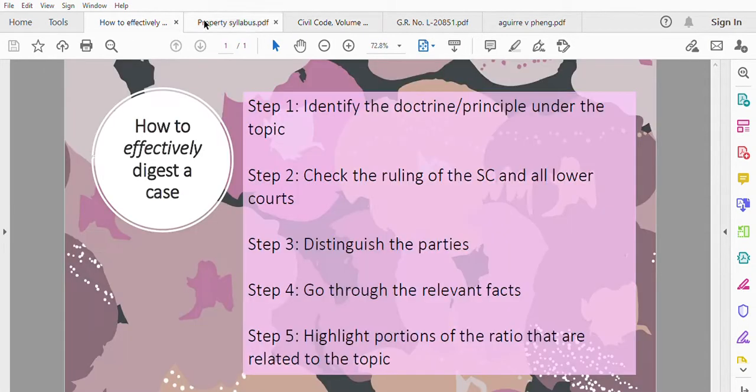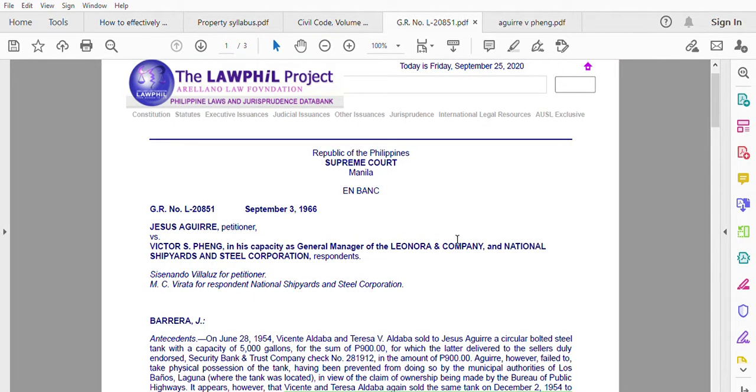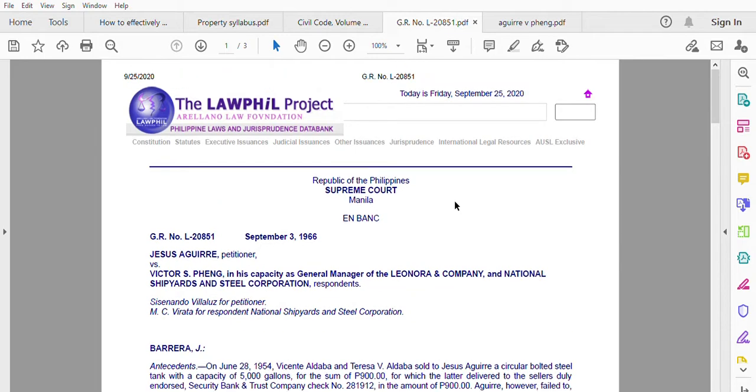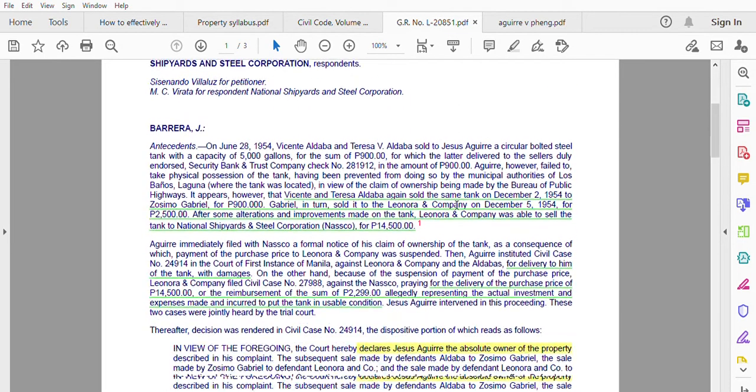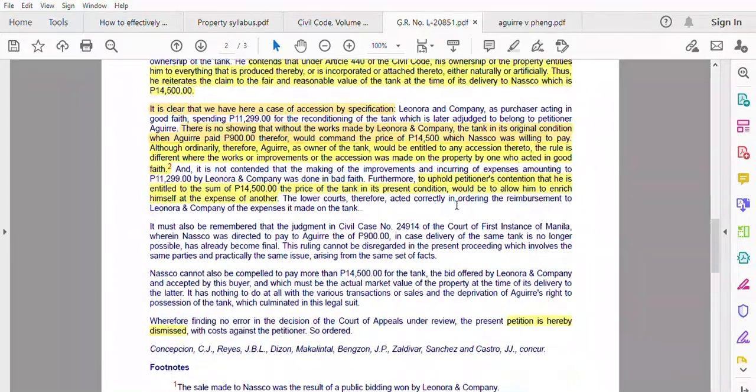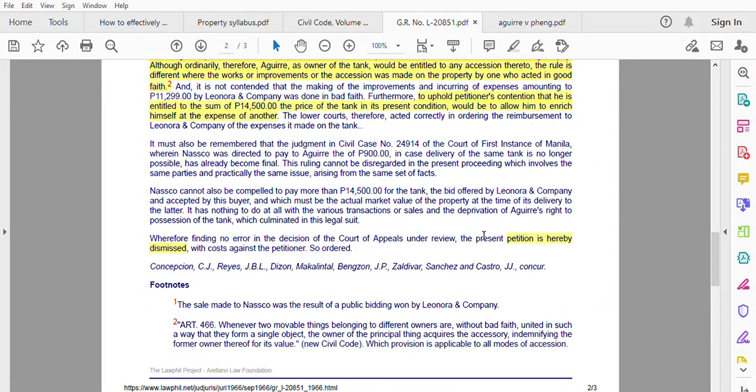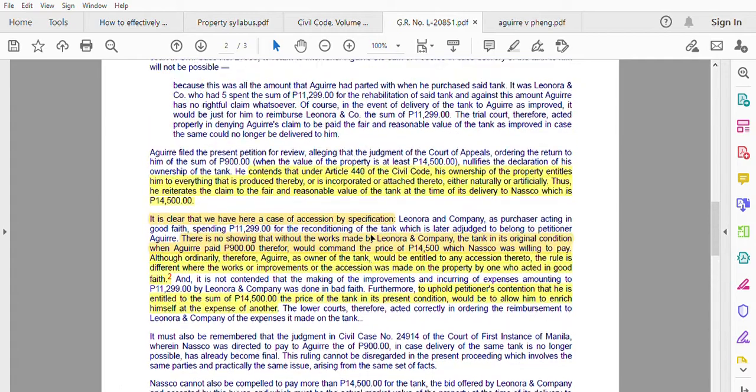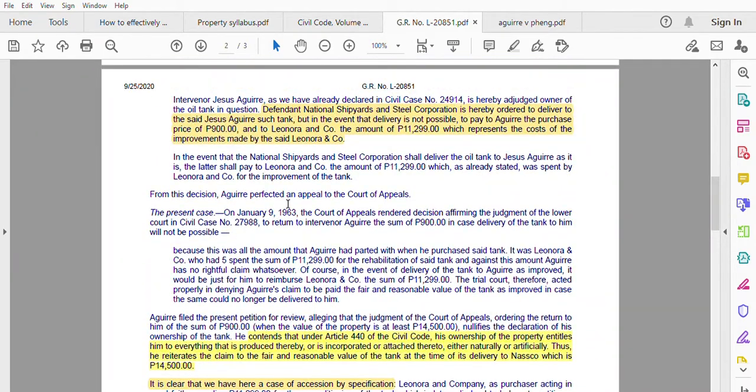So step 2, check the ruling of the Supreme Court and all lower courts. Going back to the full text of the case, before reading it entirely, I go directly to the ruling of the Supreme Court. Here, in Aguirre versus Feng, the petition is dismissed by the Supreme Court, and the decision of the Court of Appeals was affirmed. So what is the decision of the Court of Appeals? You can find that here.